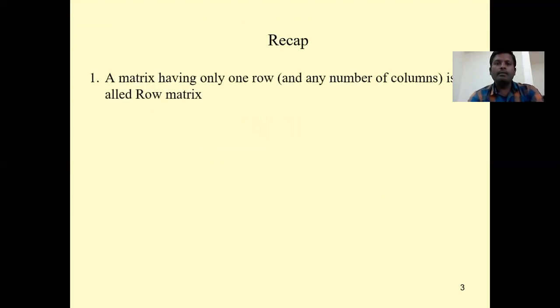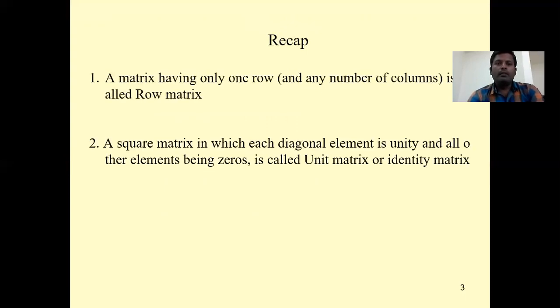Recapitulation of the previous classes. We discussed the row matrix and the identity matrix. Once again, a matrix having only one row is called a row matrix. Similarly, a matrix having only one column is called a column matrix. A square matrix in which each diagonal element is unity and all other elements are zeros is called what? Unit matrix or identity matrix.